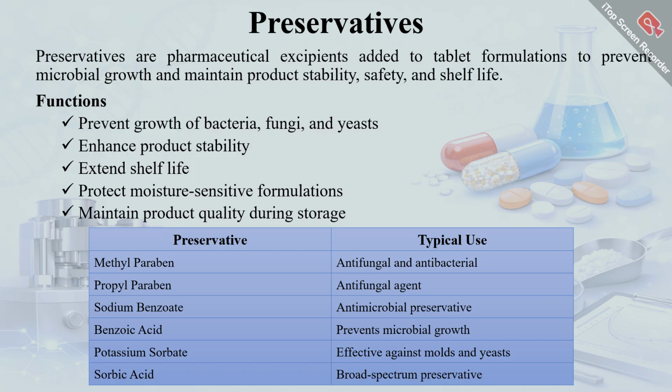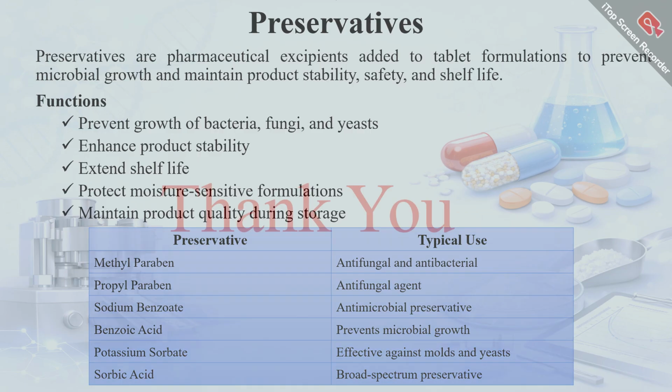See some of the examples of preservatives and their use that I have written here. Methyl paraben, antifungal and antibacterial. Propyl paraben, antifungal agent. Sodium benzoate, antimicrobial preservative. Benzoic acid prevents microbial growth. Potassium sorbate, effective against molds and yeast. Sorbic acid, broad spectrum preservative.